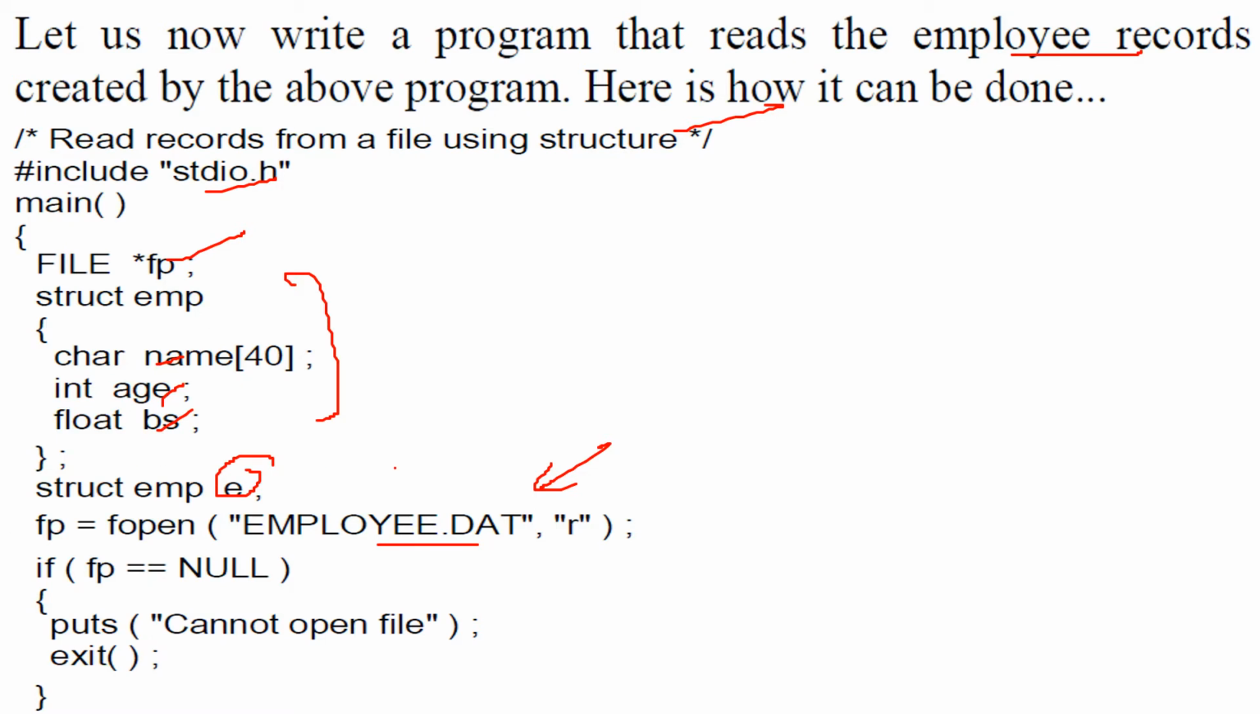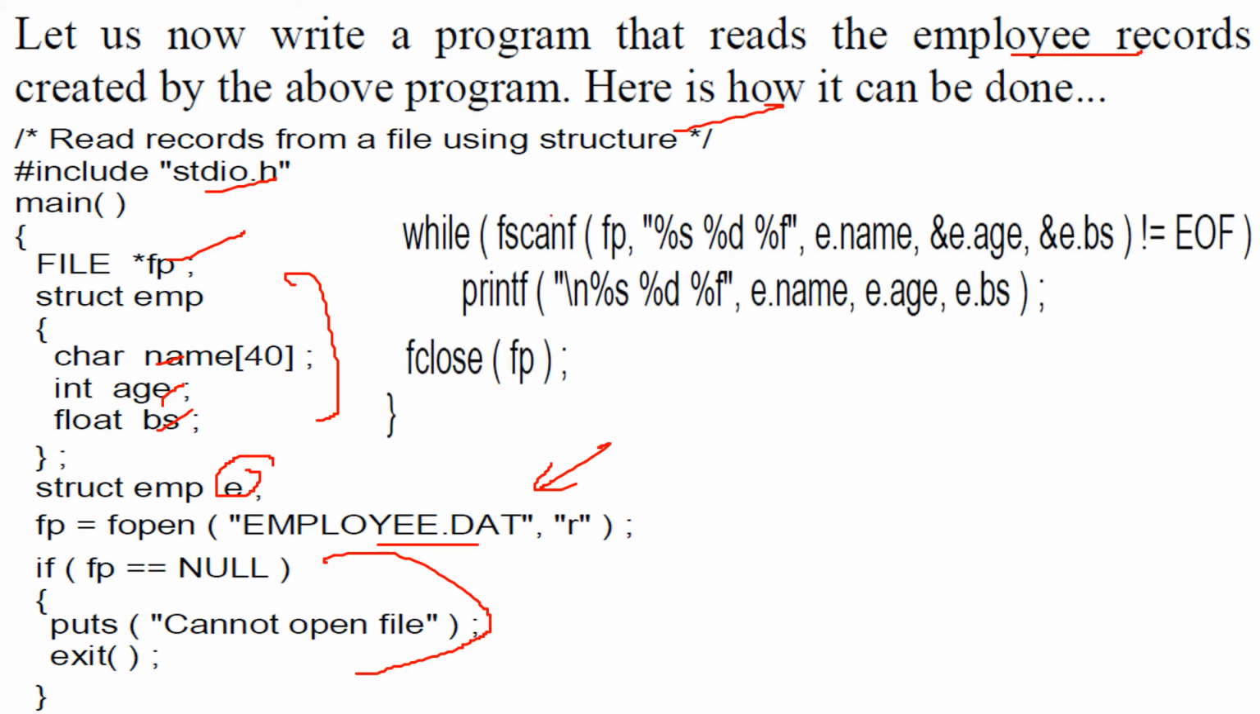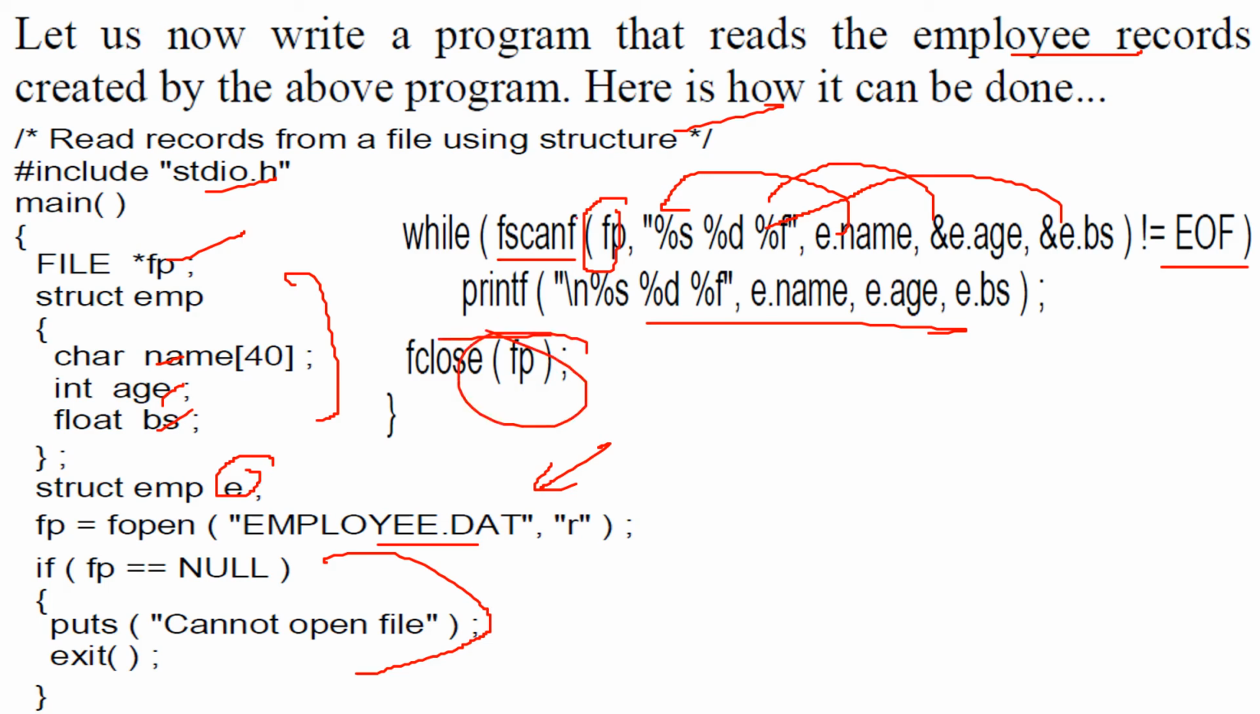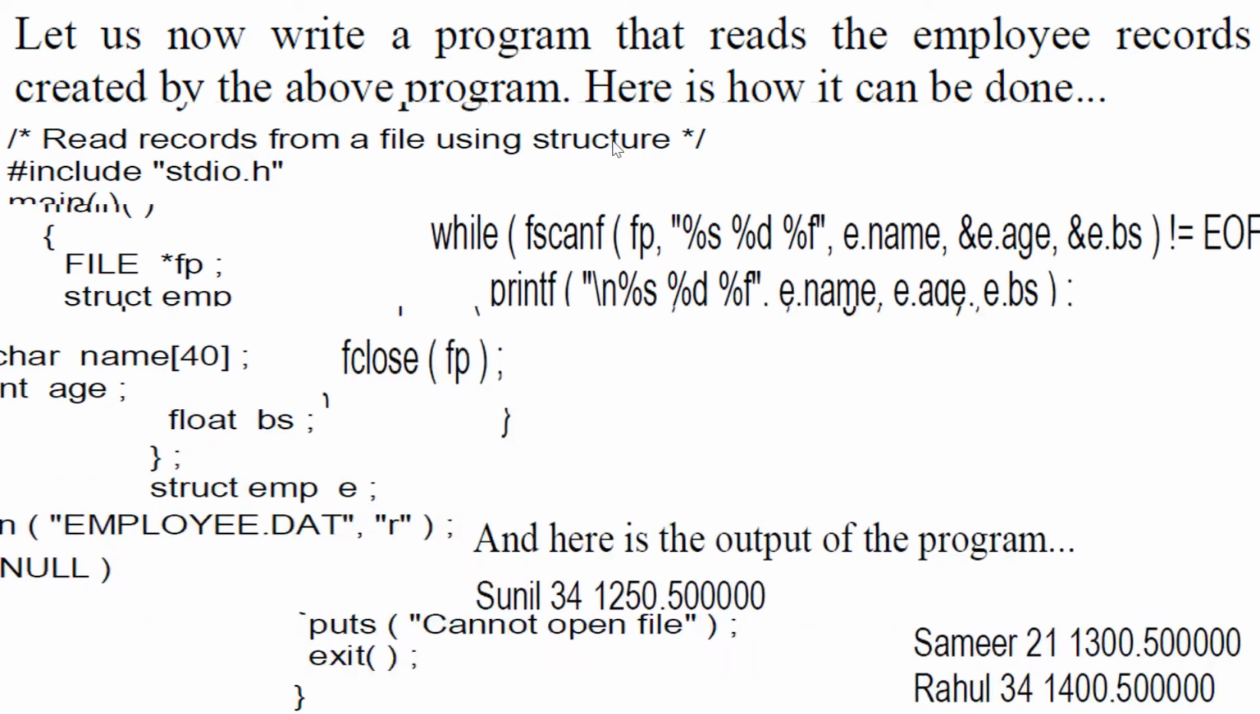So we want to open this file in read mode. If it is not open, we raise an error. Otherwise we just do one thing: fscanf, we are scanning from the file fp. What are we scanning? The name, the age and the bs, basic salary, and till the time we reach end of file, we just read it and print it. Simply printf we use, and we close the file. So this is the sample run. This was the first discussion on file input output.